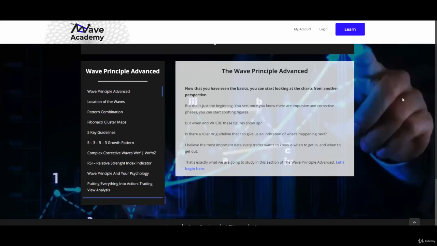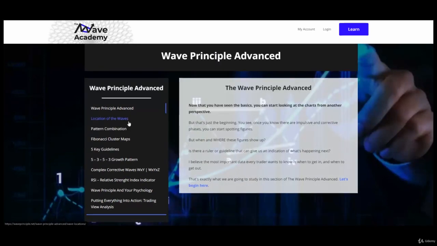I believe the most important data every trader wants to know is when to get in and when to get out, and that's exactly what we are going to study in this section of the Wave Principle Advanced. The location of the wave, the importance of where this is happening, where this pattern is developing, is it at the beginning, is it at the end? It's really important to take notice of where the waves are happening, and also the pattern combination of how one wave is developing after another, and that makes a change of formations that can give you a clue of what's going to happen next.